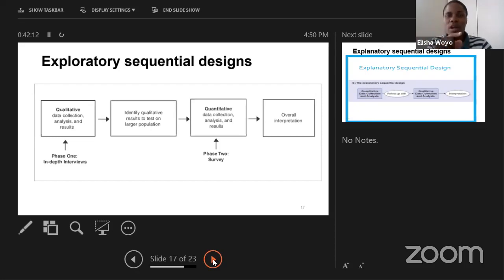So in other words, when you have found your qualitative results, you can even go to a stage where you need to come up with an instrument. After qualitative results, you come up with an instrument that you are going to use to collect quantitative data from a larger sample, and then test that and get the results, and then you come up with the overall interpretation. Dr. Mari, you can come in there and also add some points.